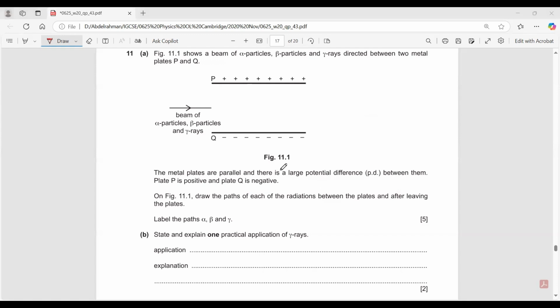It's quite easy. Alpha is positive, so it will move towards the negative plate, with quite a weak deflection. It would take a long time to reach the negative plate. Beta would have a strong deflection towards the positive plate, because it's negatively charged. But what about the gamma? It will continue in a straight line, because gamma is uncharged.